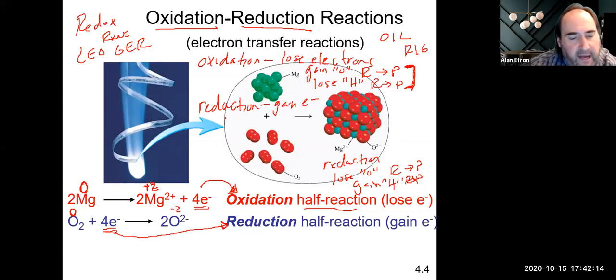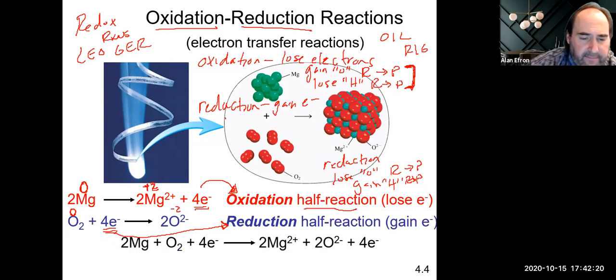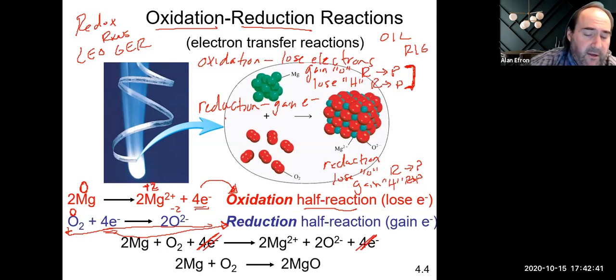They're called half reactions because essentially if you add them together, everything on the left-hand side of the arrow stays on the left, and everything on the right-hand side stays on the right. And when we look at both sides, there's 4 electrons on the left and 4 on the right, which can cancel each other out. And that gives us our overall reaction here, which is 2 magnesiums plus oxygen making 2 magnesium oxides.